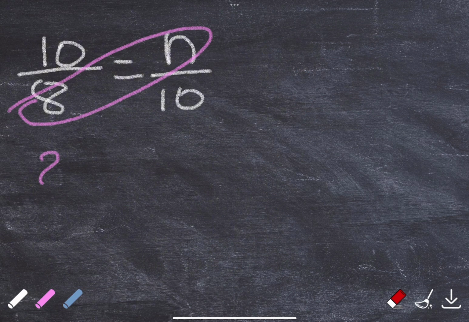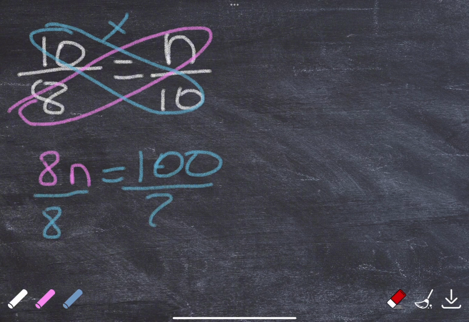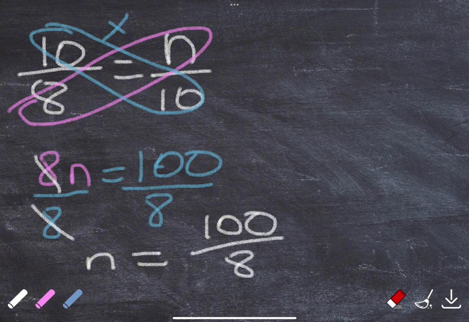Again, using cross multiplication, 8 times n is 8n. And then 10 times 10 equals 100. Now we know that 8n equals 100. Let's isolate that variable n by dividing both sides of the equation by 8. 8 divided by 8 will cancel out that 8, so I'm left with n. And now we're just going to use that long division algorithm to divide 100 by 8.